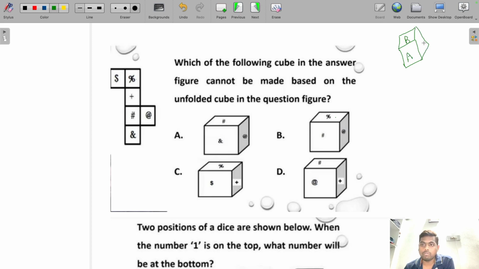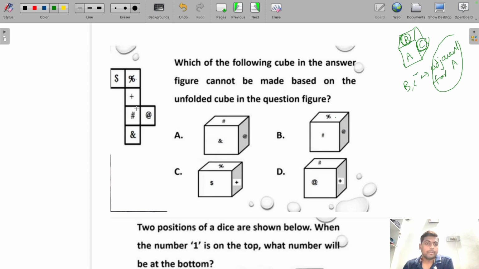If you take this cube, B and C will be adjacent sides for A. So B and C are adjacent sides for A. The rule is adjacent sides can never become opposite sides. This is very common sense, right? So B and C can never become opposite to A, so that's what you need to remember here.